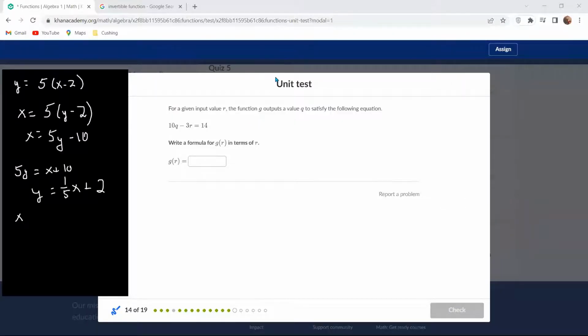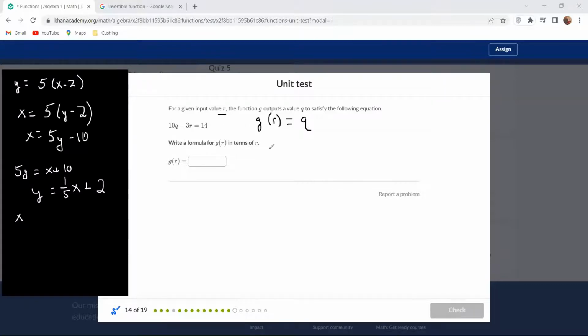All right, this says for a given input value R, the function G outputs a value Q, to satisfy the following equation. Oh boy, 10Q minus 3R equals 14. So the input value is R of the function G. The function G outputs a value Q. So G of R is Q. So the input is R in the function G and the output is Q. Cool. So it's 10Q minus 3R equals 14.